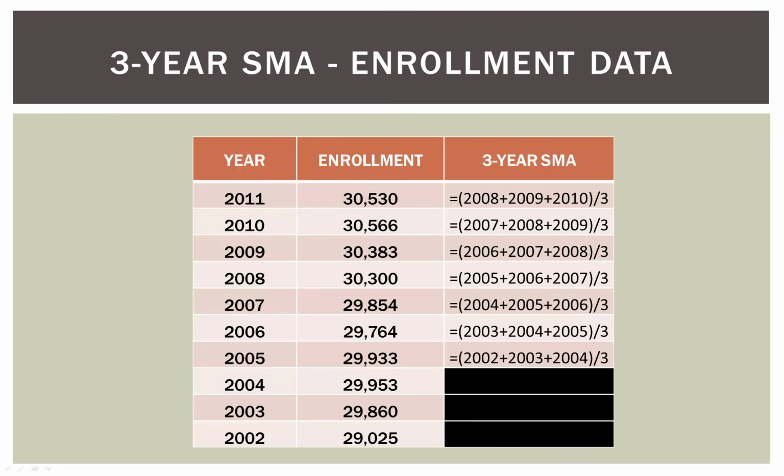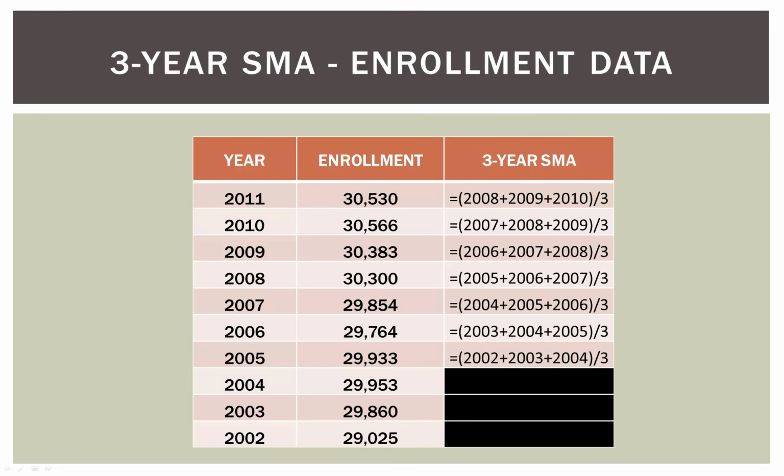Those are that way because to figure a 3-year moving average, we have to have 3 years of prior data. And for 2002, 2003, and 2004, we do not yet have 3 years of data to do our calculations, so we have to leave those blank. However, in 2005, we can go ahead and do our calculation because we do have 3 years before it. So for example, in 2005, to figure out our 3-year simple moving average, if you look over on the right-hand side, we're going to take 2002 plus 2003 plus 2004, the enrollment for each one of those years, and divide by 3.